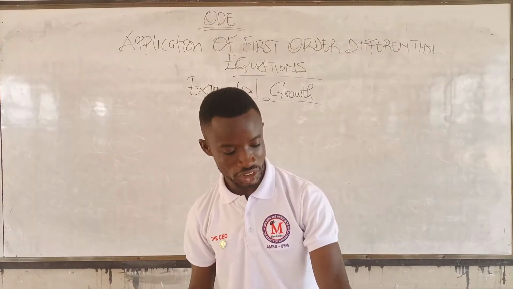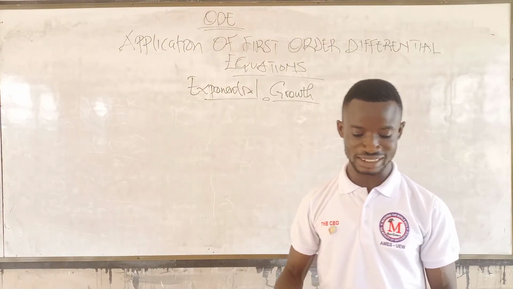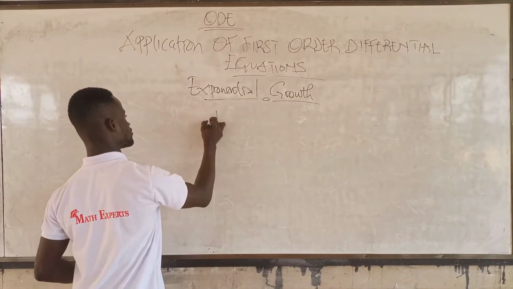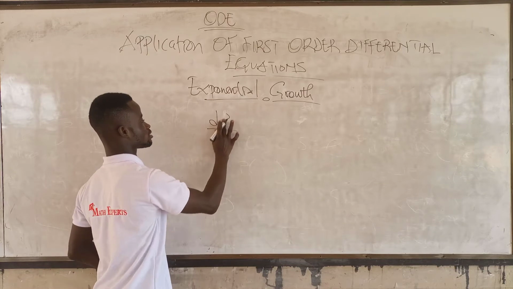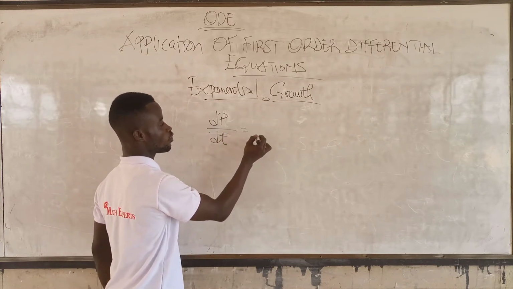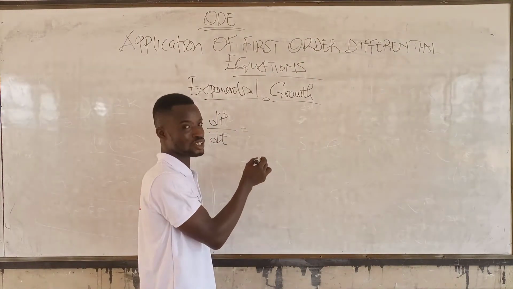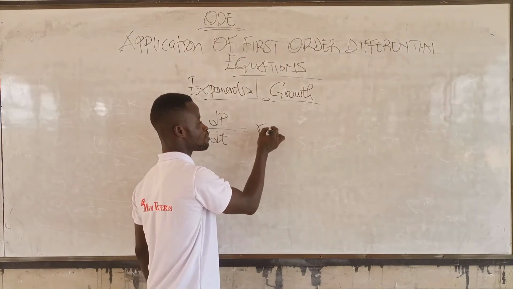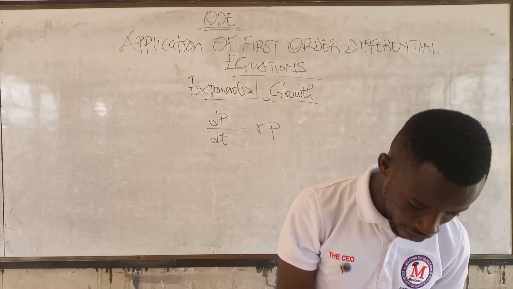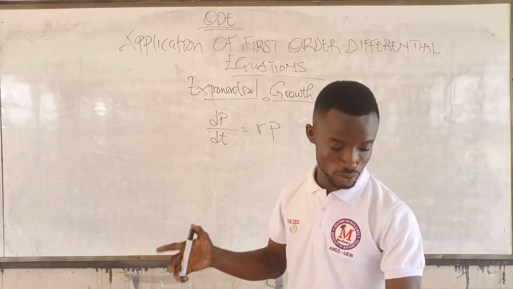In the population model, the rate of change of population is proportional to the population at any time t, and is given by dP/dt. Now here it's not going to be R, but the constant of proportionality here is going to be given by Rp. Alright, Rp. Now here, there are some things that we need to take note of.